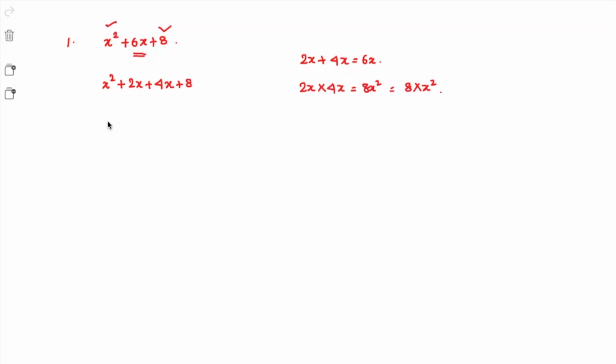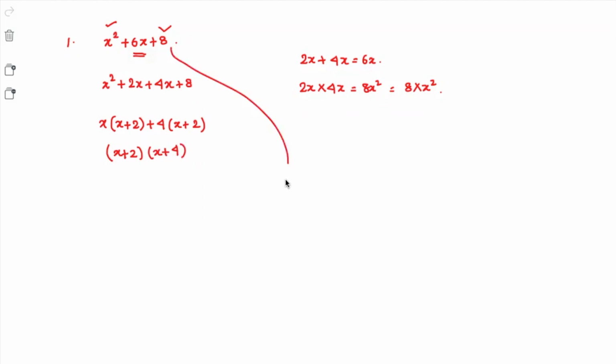So from here what we do is we do simple factorization. Now in these terms, x plus 2 is also common. So I take x plus 2 common again. So I am left with x plus 2 into x plus 4.